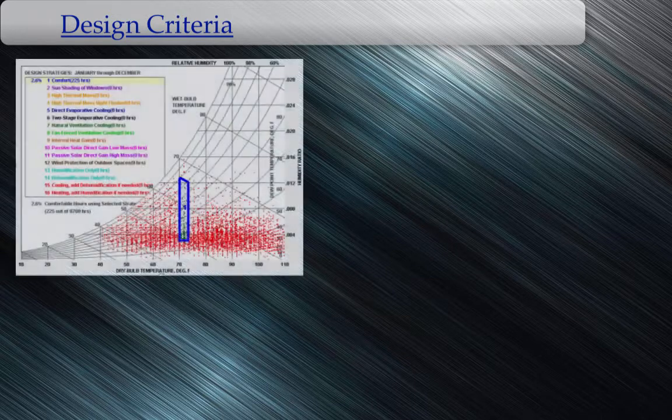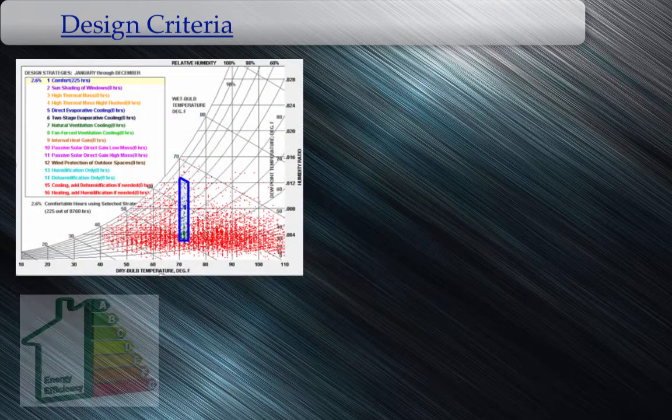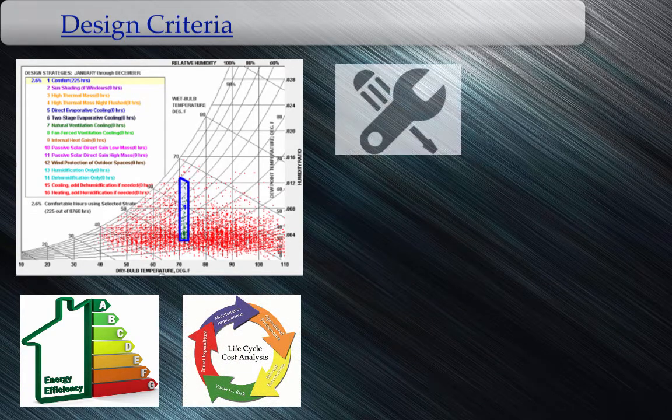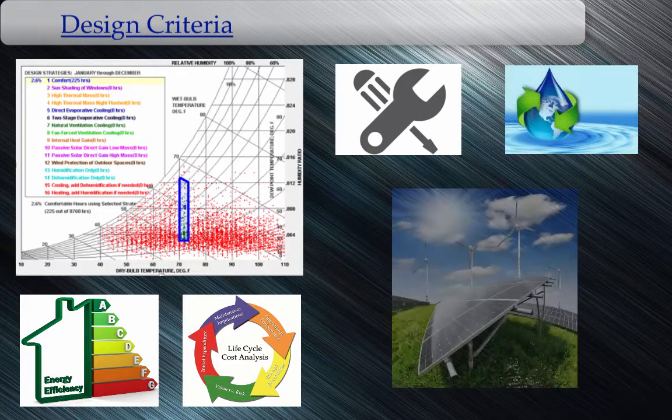Design criteria. The next topic of discussion will cover the design criteria of the project. The owner of the building has set forth a variety of goals: occupancy thermal comfort, energy efficiency, low life cycle cost, ease of serviceability and maintainability, water reduction, and renewable energy generation.